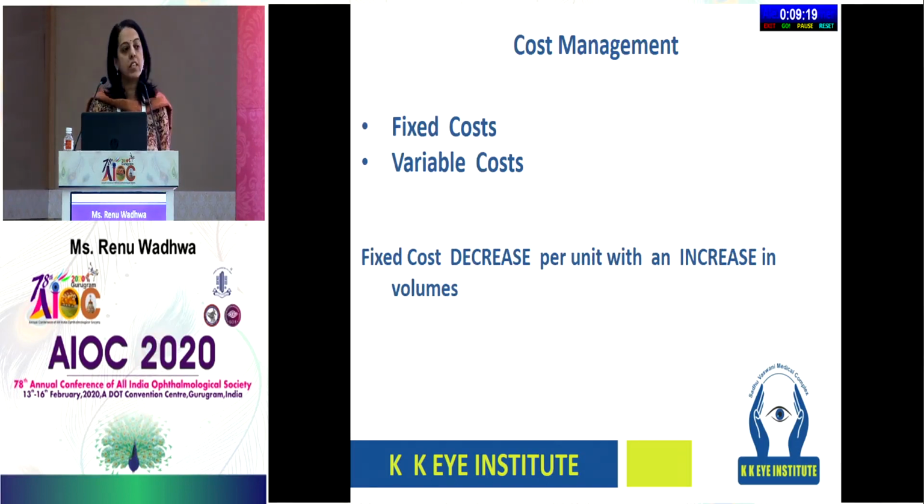I'll be using the nomenclature in cost management of fixed costs that include rents, salaries, insurance, depreciation, and variable costs directly related to the volume of patients, which include material costs, consumable costs, etc. Another ground rule to remember is fixed costs decrease per unit of service with an increase in volumes.